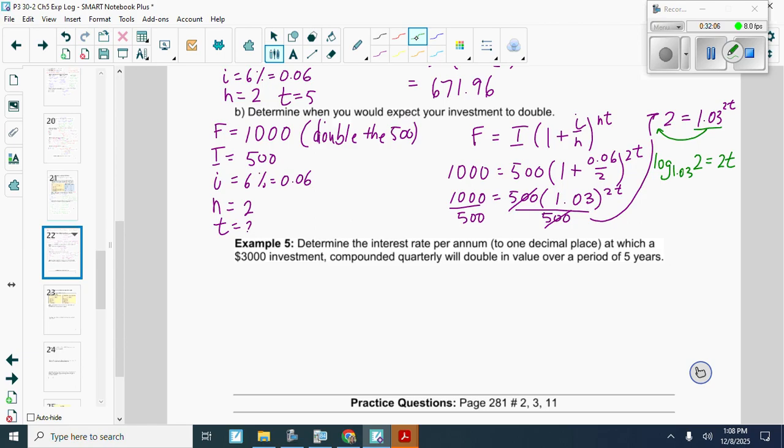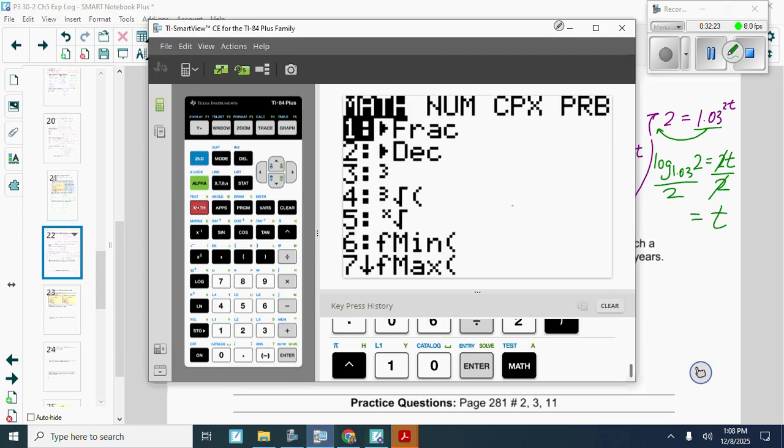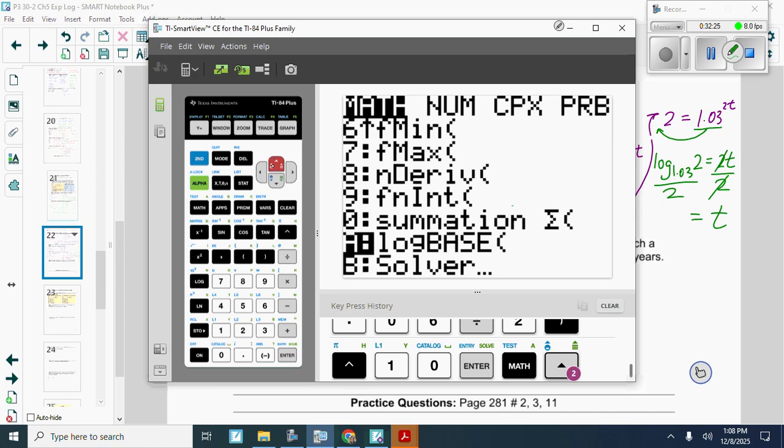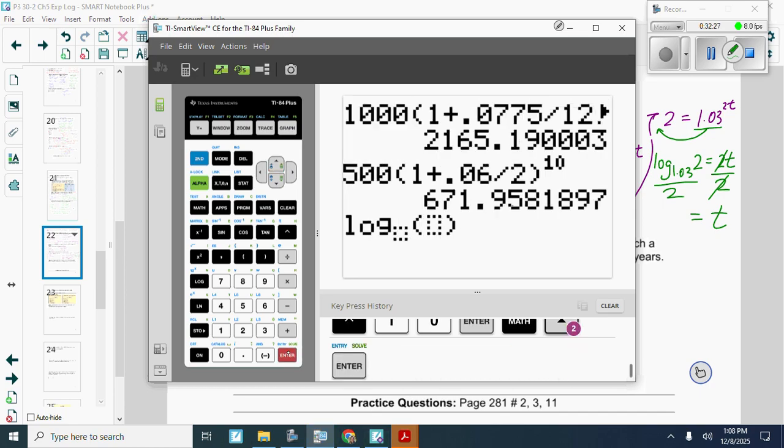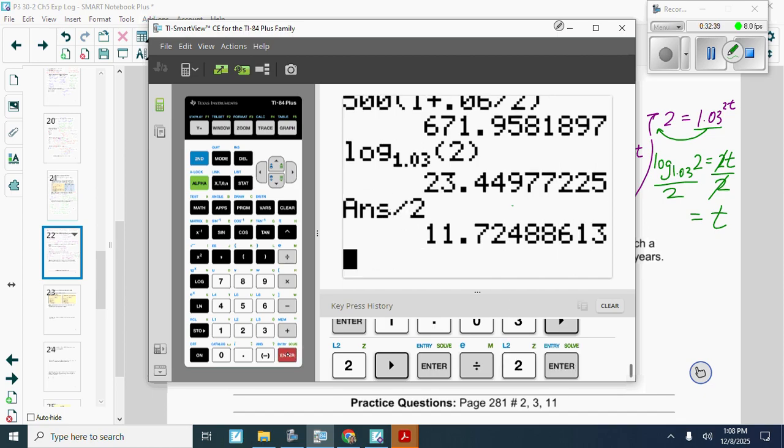Okay, we're going to put this into the calculator. We're going to divide it by 2 to get to our t. So log base 1.03 of my argument 2 is equal to that, and we divide by 2. Okay, 11.7.